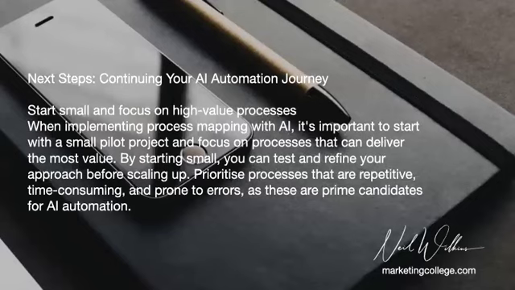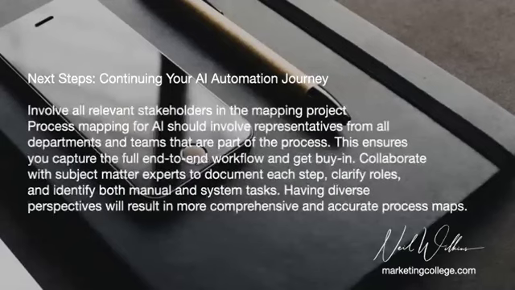Well, I would always say start small and focus on high value processes. When implementing your process mapping with AI, it's important to start with a small pilot project and focus on processes that can deliver the most value. Because by starting small, you can test and refine your approach before you begin to scale up. I'm a big advocate of prioritizing processes that are repetitive, time consuming, or prone to errors, because those are going to be prime candidates for AI automation. So that can be a really good starting point.